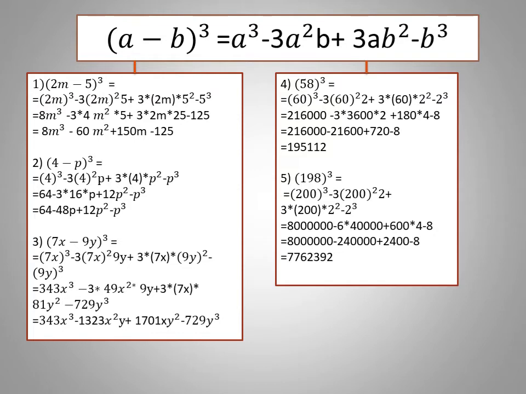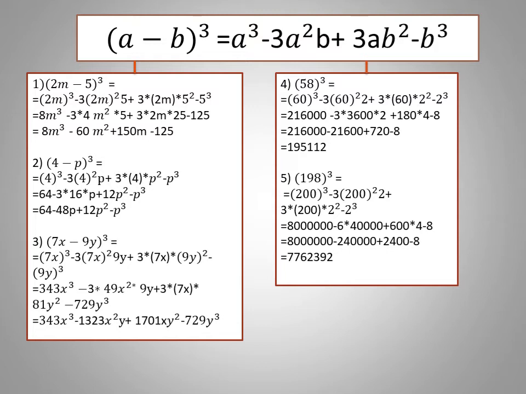Sum number 4, they have given 58 raised to 3. You can multiply 58 into 58 into 58 to find the answer, but here we want to solve the sum by using the formula. Therefore, 58 is nearest to which multiple of 10? 60. Then how to write it? 60 minus 2. Here the first term is 60 and the second term is 2. I didn't write it there, but you write it for your understanding: (60 minus 2) cube.